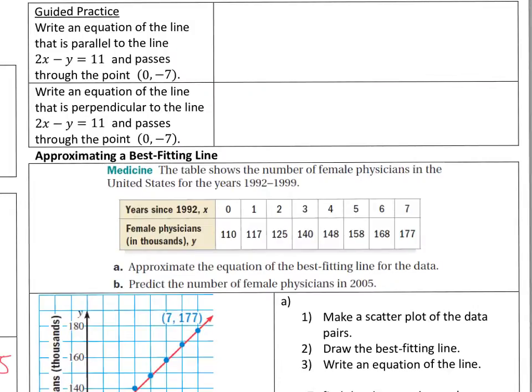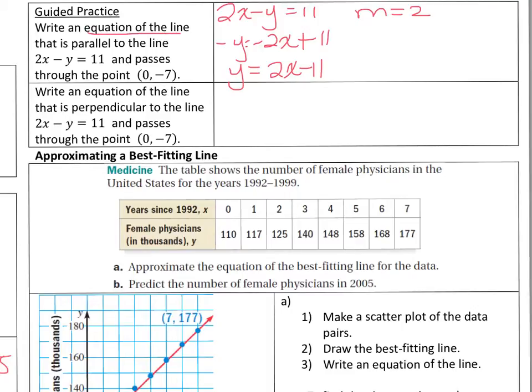Let's practice. Okay, now if I give you the equation in standard form, you need to change it into slope-intercept form to find the slope and the y-intercept. So we got m equals 2 and b equals negative 11, but we don't need that piece of information for this type of problem.